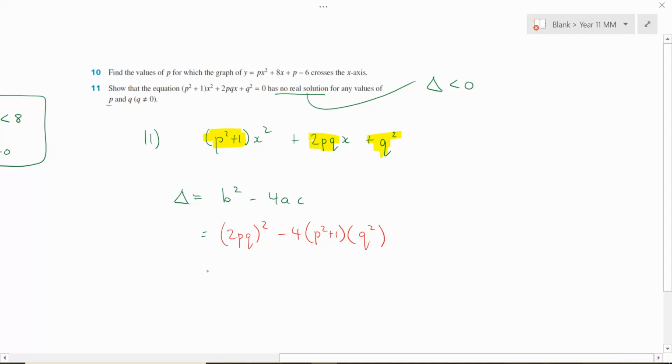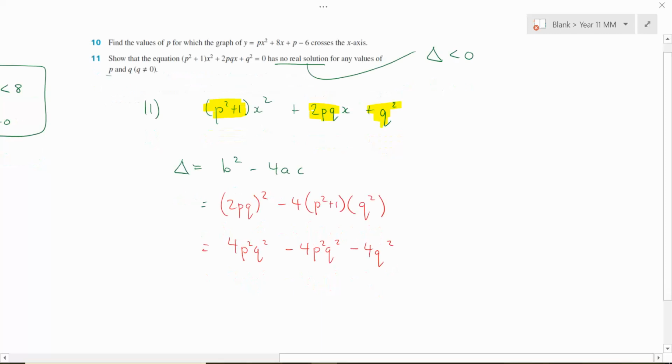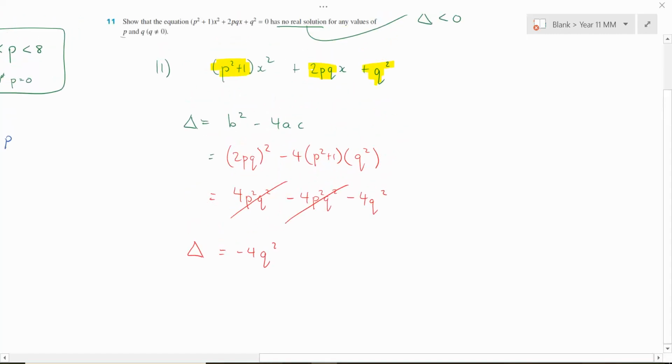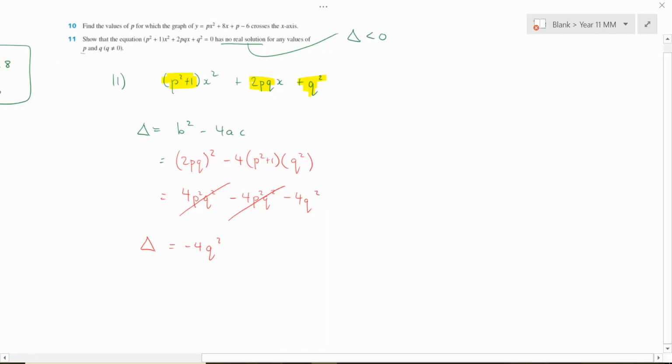Expand all of this, you get what? 4p squared q squared minus, again, 4p squared q squared, and then minus 4q squared. Oh, this is convenient. Did I do that right? -4 times p squared is -4p squared q squared, and -4 times 1 is -4q squared. And this nicely cancels out. So the discriminant is equal to -4q squared. Oh. Well, in this case it says show that the equation has no real solutions.